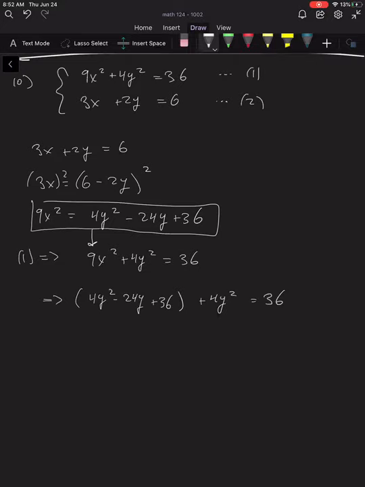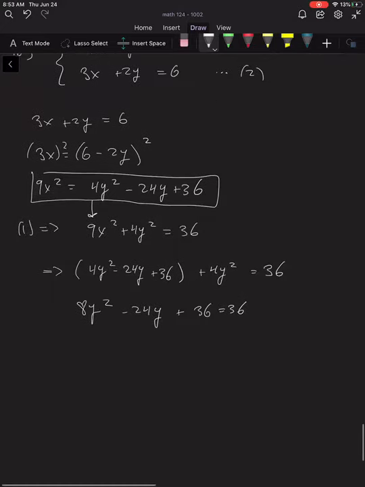Okay, so what do we have? We have 4y squared plus 4y squared, so that's 8y squared. Then we have minus 24y, and plus 36 is equal to 36. So the 36 is canceled, and what we have is, let's just write all the steps, 8y squared minus 24y is equal to 0.